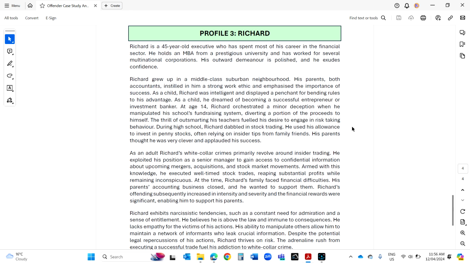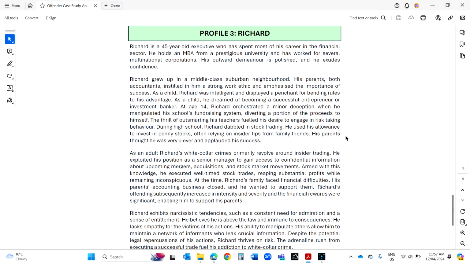He was very intelligent as a child, but he did like to bend the rules to his advantage. So we see quite early that he's engaging in these behaviours that would then subsequently lead to further offending and justice involvement. He really wants to become a successful entrepreneur as a young person. And so at the age of 14, he orchestrated a minor deception when he manipulated the school's fundraising system and diverted a portion of the proceeds to himself. And he found that quite thrilling. So this ability to outsmart his teachers really fueled his desire to keep engaging in these risky behaviours.